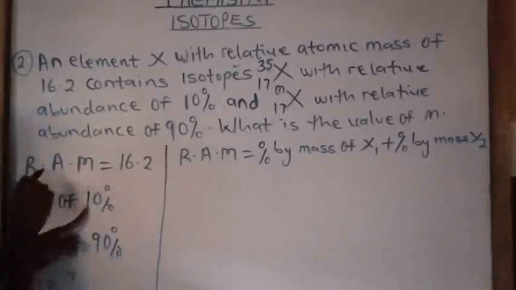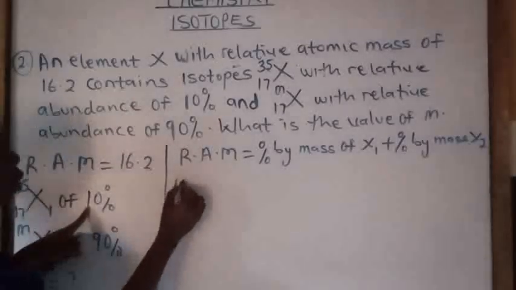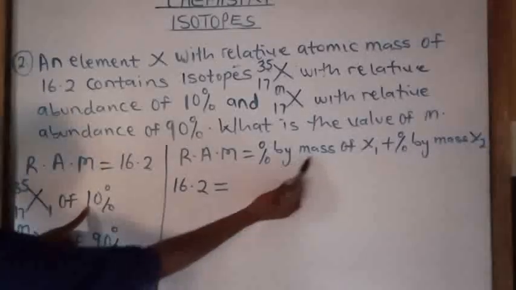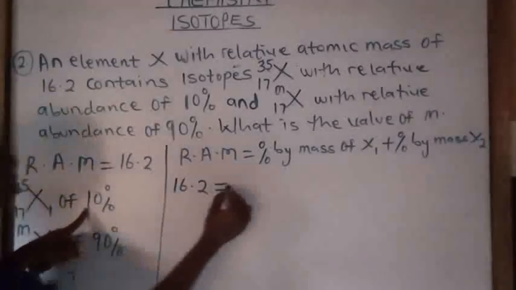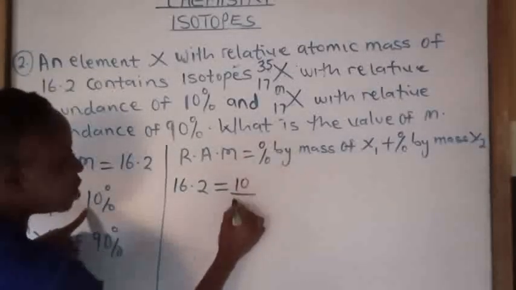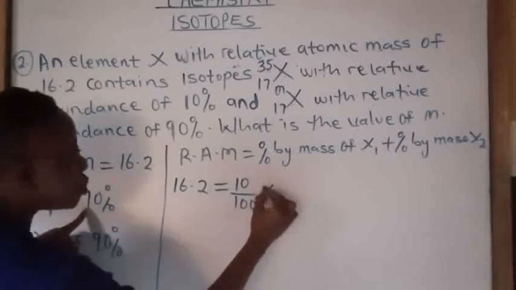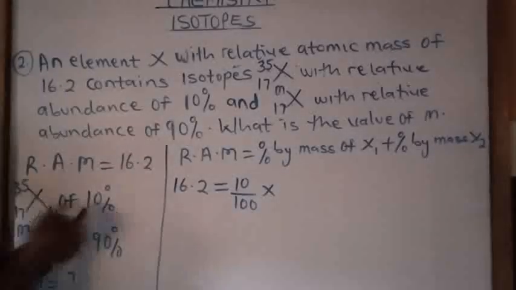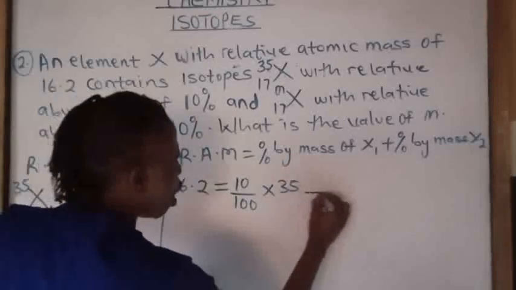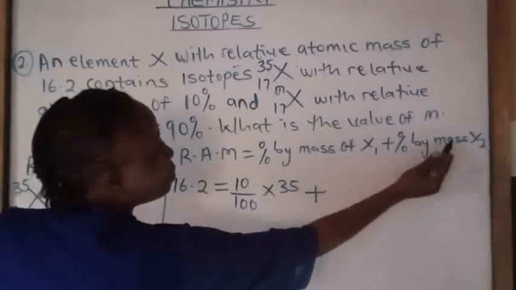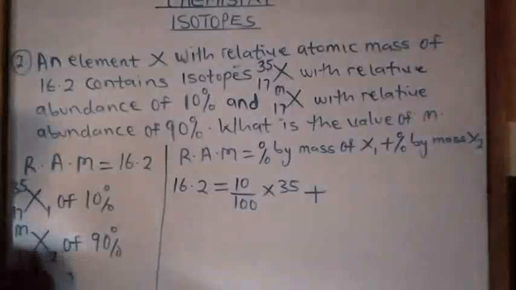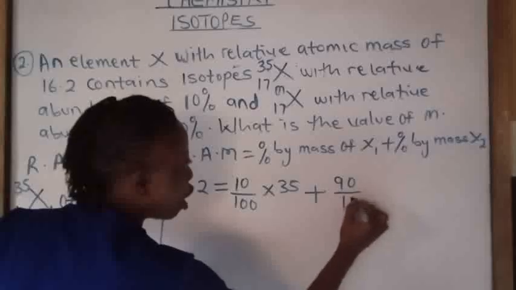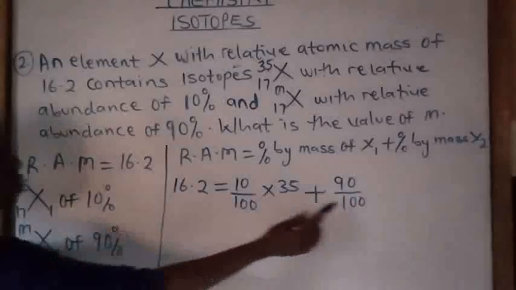So our relative atomic mass is given, which is 16.2. So we are going to say 16.2, that is the relative atomic mass, equals the percentage by mass of the first element, that is 10%. 10% means 10 over 100 of the mass number. The mass number of the first element is 35, times 35, plus the percentage by mass of the second element. The percentage of the second element is 90%, that will be 90 over 100.